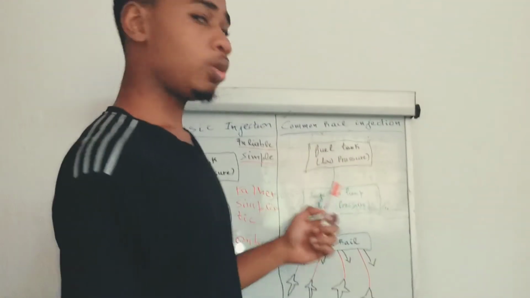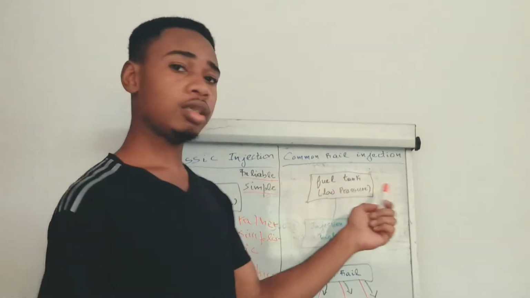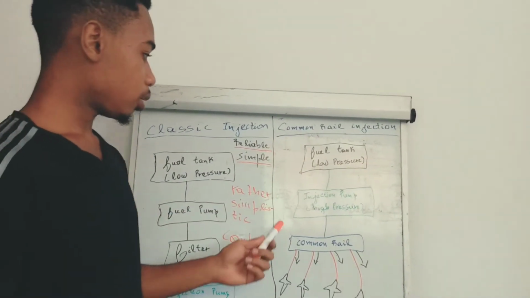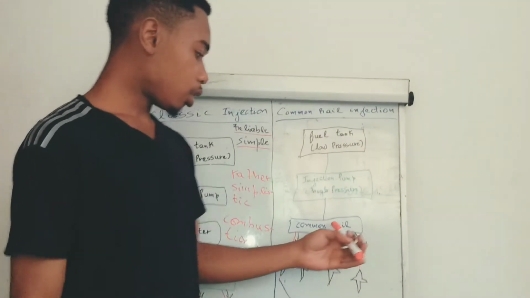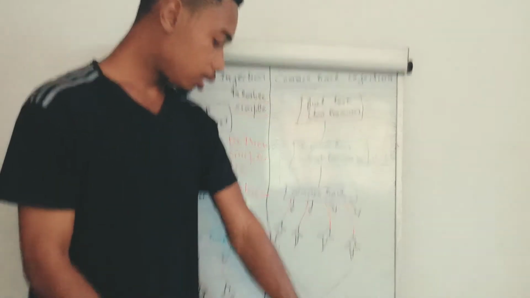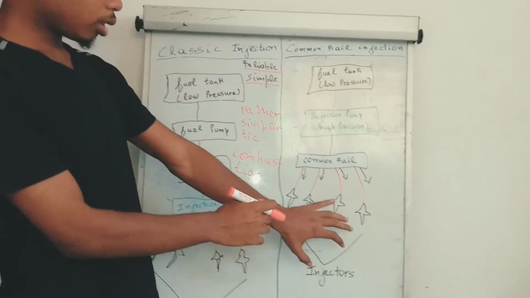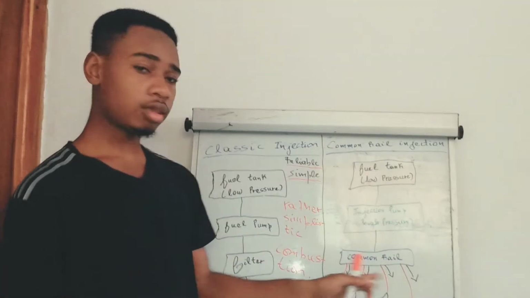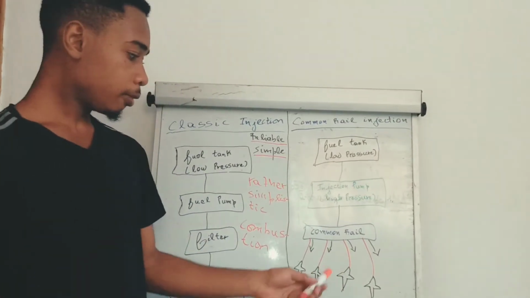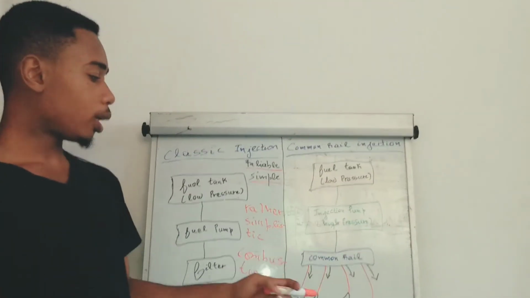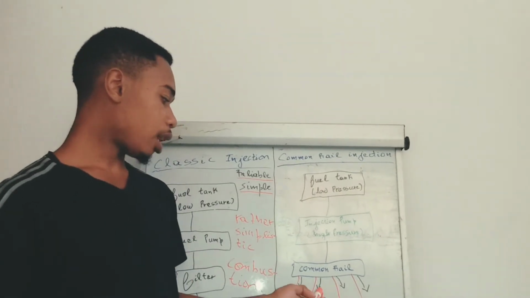Okay, now we're gonna jump right into the Commonwealth injection system. Okay, so in the Commonwealth injection system, we have a Commonwealth that is located between an injection pump and the injectors. So the Commonwealth has a shape of a sphere in some cases, not in all cases. Okay, and then so what is exactly the Commonwealth? So the Commonwealth is a pressurized accumulator.